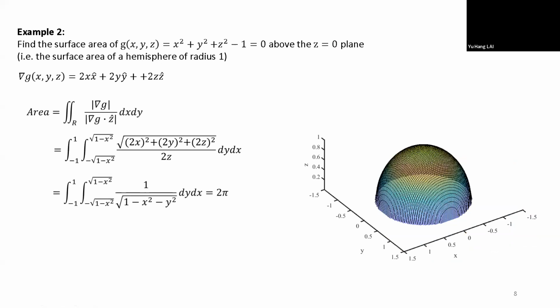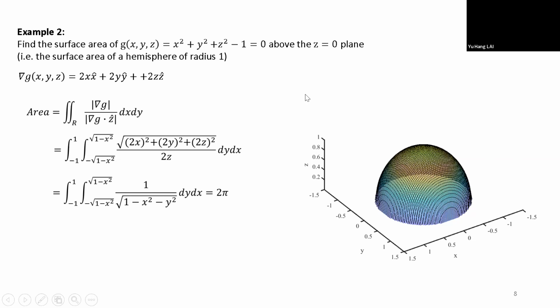So another example is that I have a hemisphere. I want to find the surface area of this hemisphere. You might remember we have already done it, not last time but maybe last week, when we talked about the last example in the triple integral, the spherical coordinate example. But here I'm doing it again using the formula we have just learned.